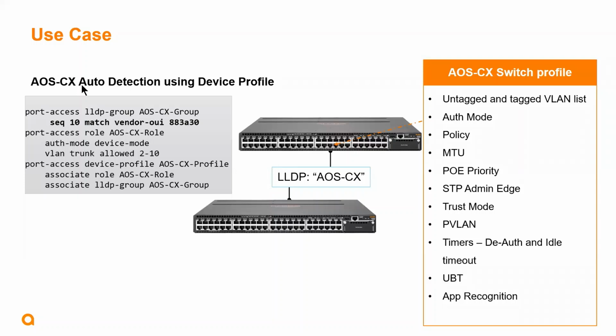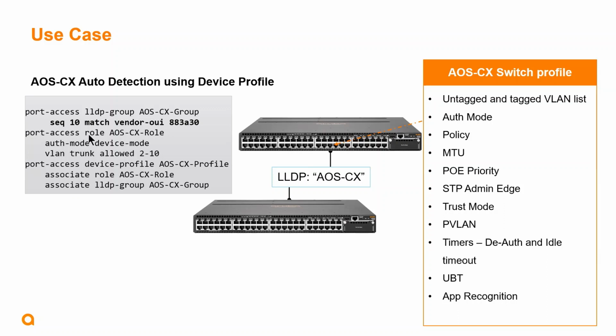Let's see with an example how this can be done. So here I am configuring the port access LLDP group as AOS-CX group. Here I am mentioning that the vendor OUI should be 883A30. So only then will this type of devices be marked as AOS-CX switches. And then I configure a rule, what is the rule that will be applied once these devices are identified. So I make sure I configure the auth mode and then the VLAN. There is a list of other attributes as explained. These can also be applied. In this example, we are using only two attributes, auth mode and then the VLAN tag list.